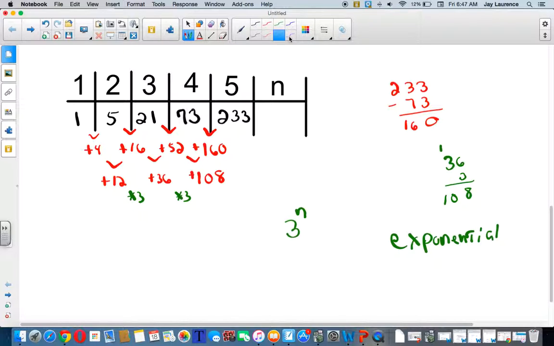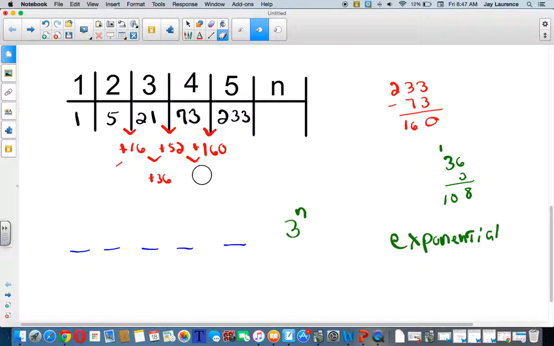Getting ready to do my comparison line now. Now remember, I don't want you to erase work. I'm going to erase this work just so it looks prettier and you can tell what's going on. But that's all very important work that led me to realize that this pattern was exponential.